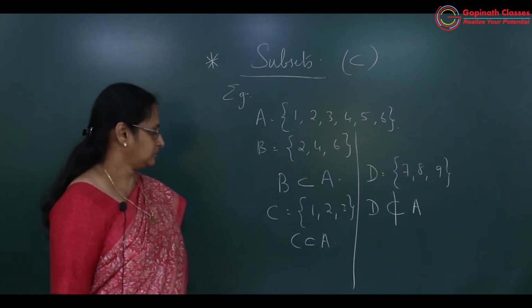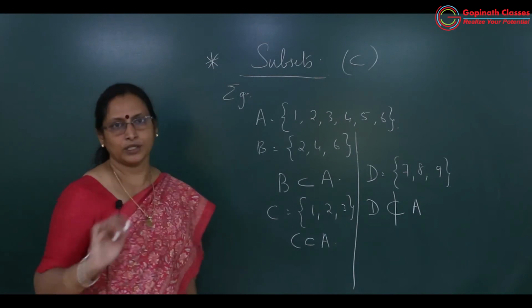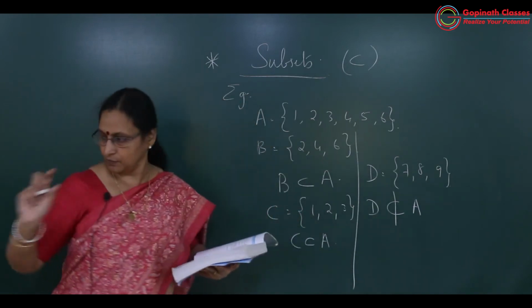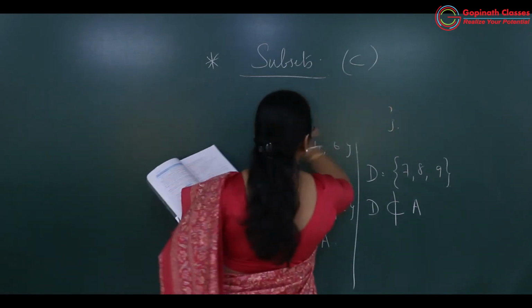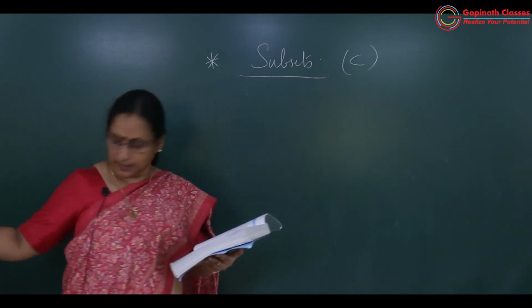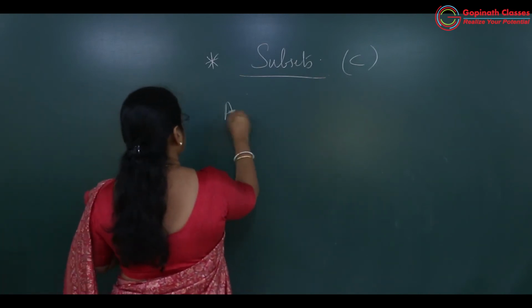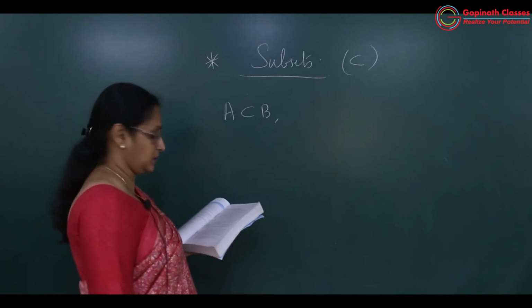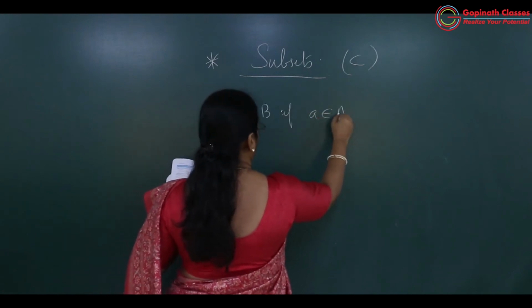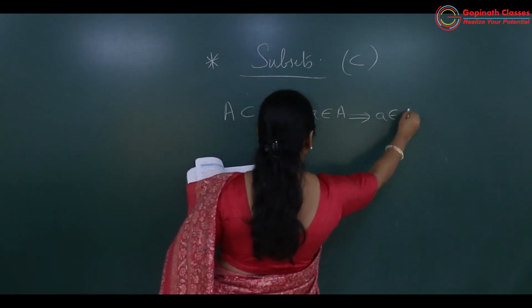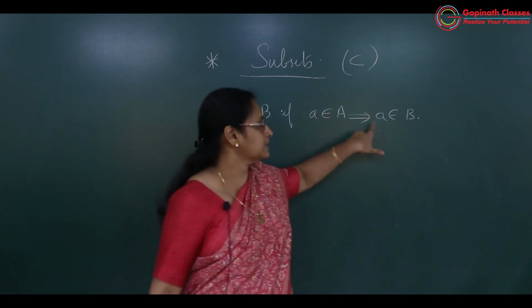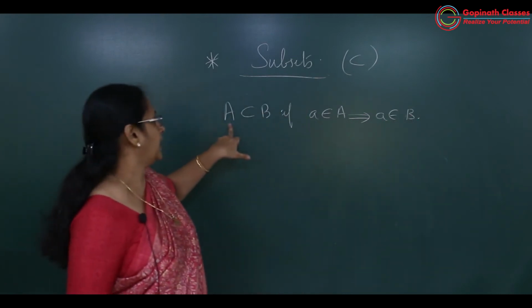Now, there are some points to remember. There is a way of writing, that is, symbolically, how can you represent the subset? A is a subset of B. This I want everybody to write in the notebook also. A is a subset of B if a belongs to A implies a belongs to B. There is an element which is there in A. If that same element is in B also, then I can say A is a subset of B.